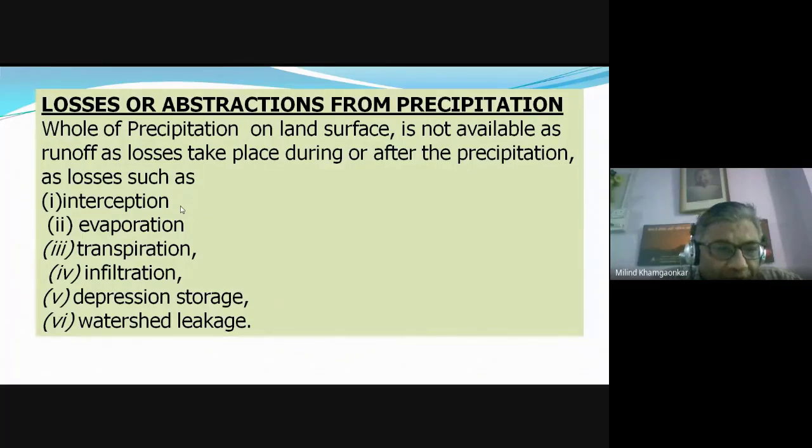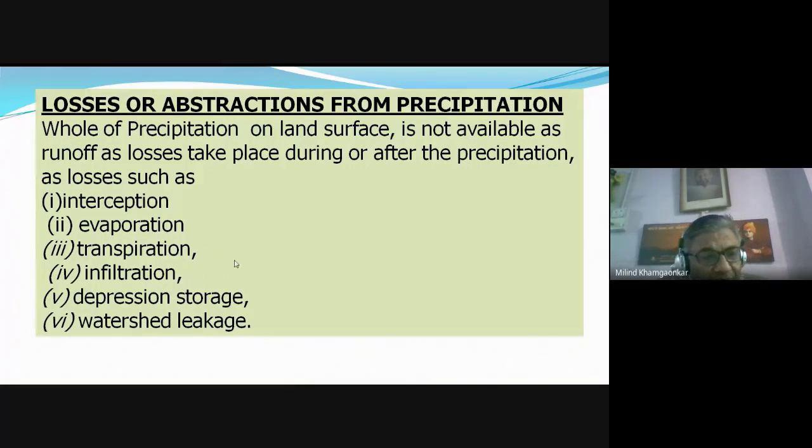Interception means loss of water due to the obstruction in between the cloud and the ground by either the buildings or the plants and trees. Evaporation means the conversion of the water either from the land or from the trees or from the building due to vaporization. Transpiration is loss of water through the plant leaves.